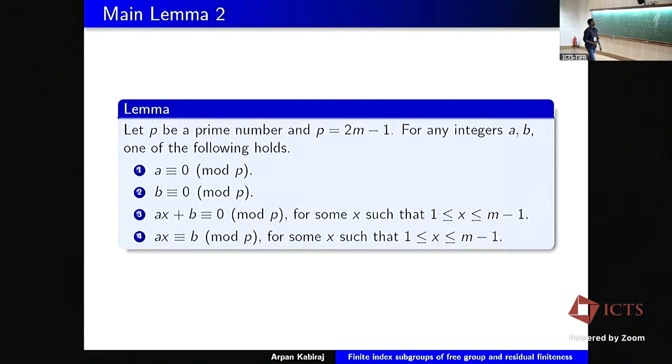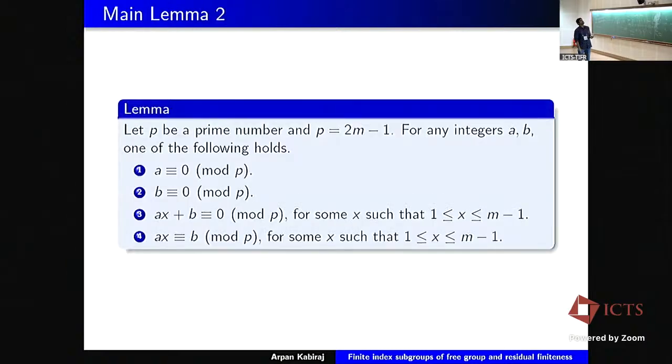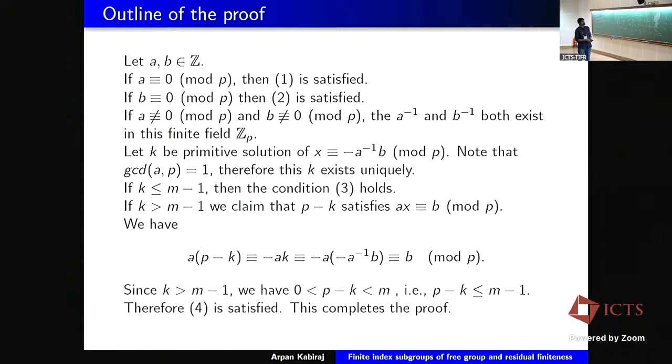So then either A is congruent mod p, B is congruent mod p, or you have the solution of this equation for some x from 1 to m minus 1, or this has a solution for some x belonging to m minus 1. This proof is actually nice. This is an undergraduate algebra problem. Take a pair of integers, one of them must be satisfied. So this is where I'm actually using this prime number p. You will see why. If you take any pair of integers and one of them is satisfied, you are done.